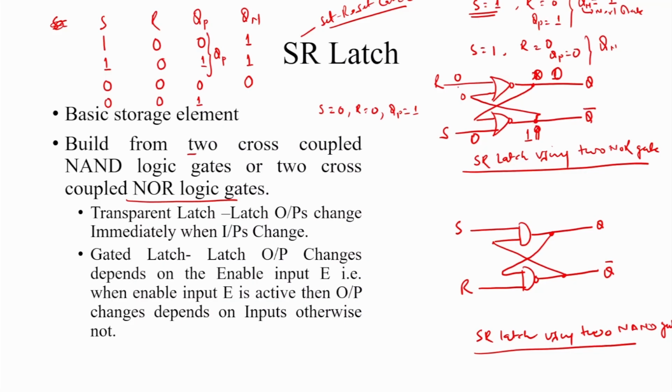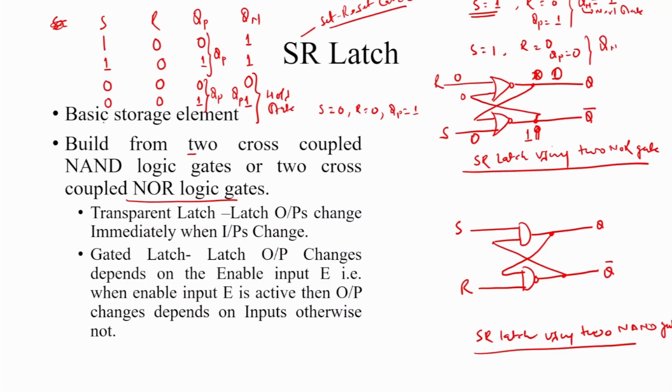When S is 0 and R is also 0, what will be the value? That is 1. This means the next state value is the same as the previous state. So here we can say that this is a hold state, meaning whatever the value of the previous state Qp, the next state has the same value. That is why it holds the same value already stored in the memory when SR is equal to 0 0.